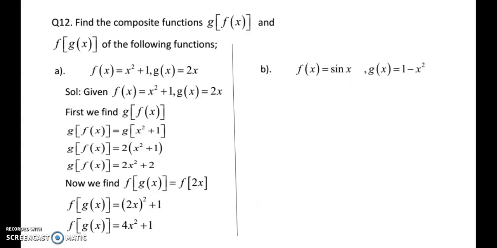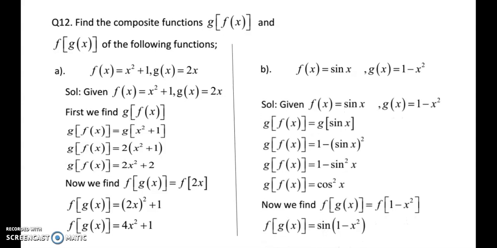Look at this b part. Again, you have to compose it as g of f of x and then f of g of x. Let's solve it for g of f of x first. Now g of f of x. f of x becomes input to this g function. What is g function?